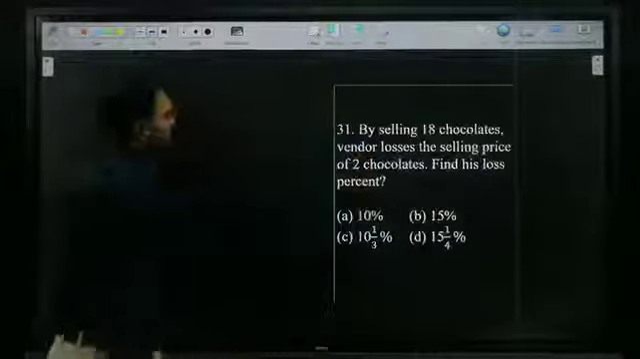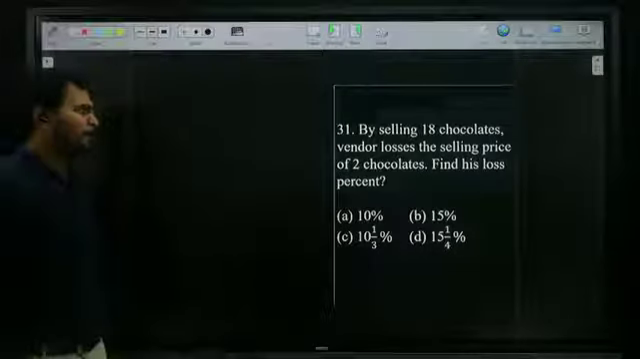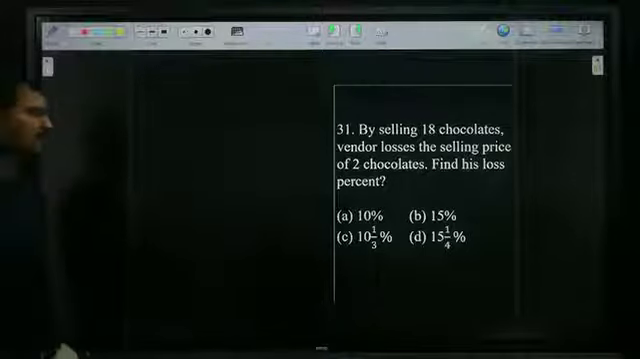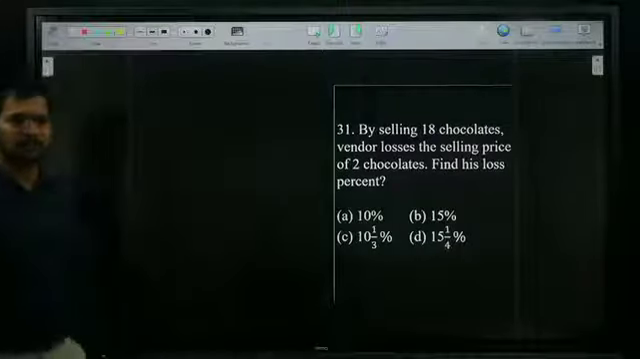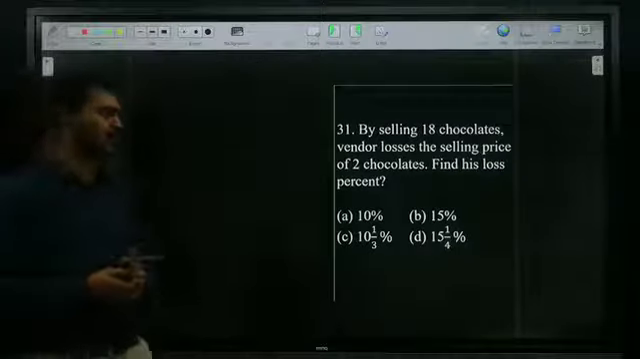Next question. Just try to solve the next question, all of you. A similar type of question: by selling 18 chocolates, a vendor loses the selling price of 2 chocolates. Find his loss percentage. Try to do it, all of you.